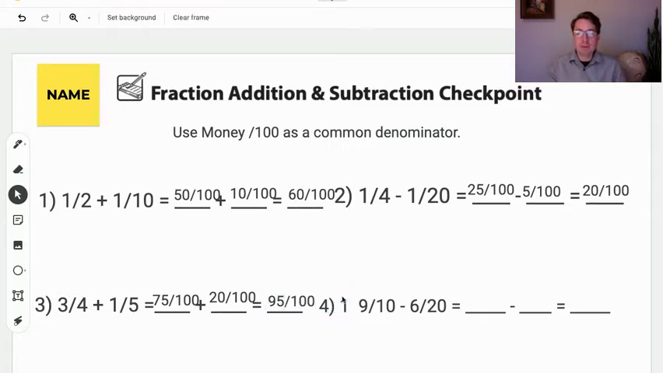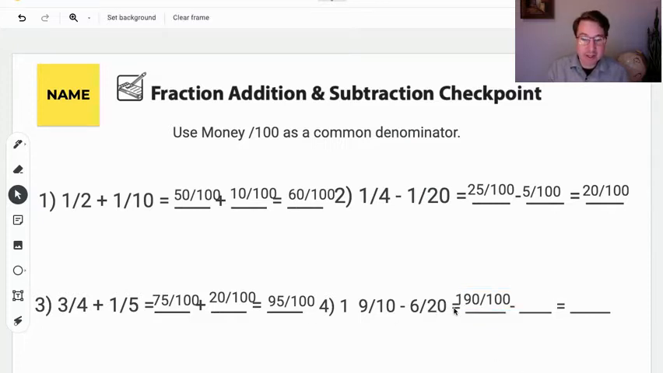And our last one here is 1 9/10 minus 6/20. Well, 1 9/10, that's $1 and 9/10 of a dollar. So that's going to be actually 190 cents. So 100 cents for the full dollar, 90 cents for the 9/10. So 190 hundredths.